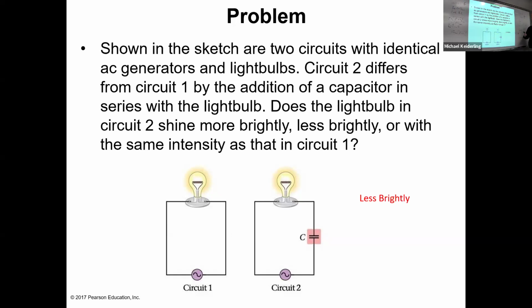The light bulb in circuit two shines less brightly because, basically, of the energy coming from the generator, this has some resistance R. This has some capacitive reactance XC. So it effectively reduces the current flowing through the circuit. So it's dimmer. Because you're basically adding another source of impedance.